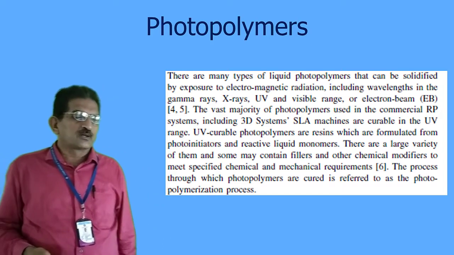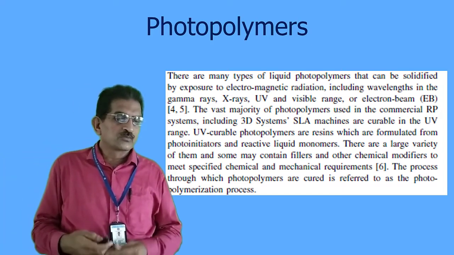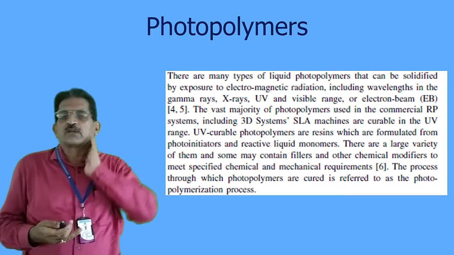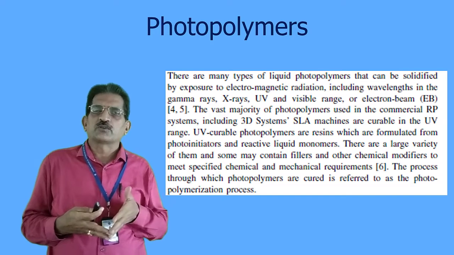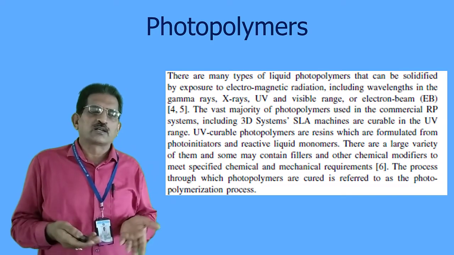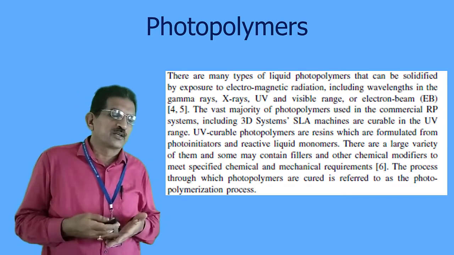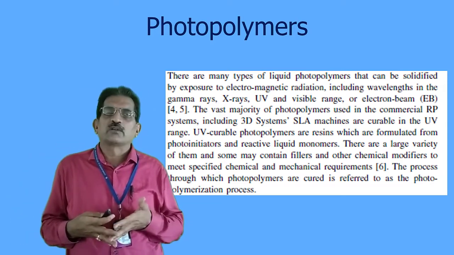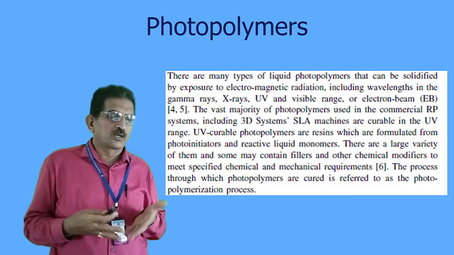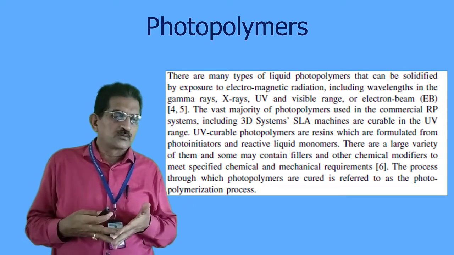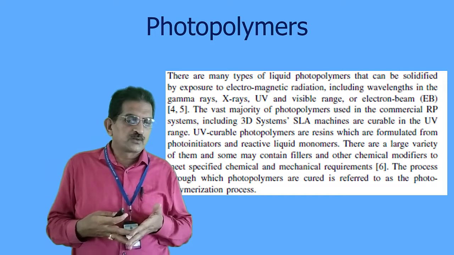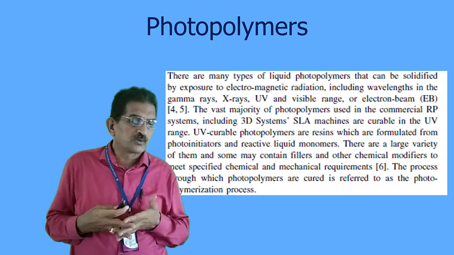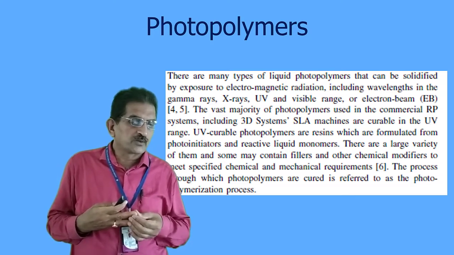These photopolymers are available in many varieties, and we can select according to the requirement. When exposed to X-rays, UV light or some other range, or even an electron beam, they become cured or hardened. These SLA machines mostly cure in the UV range, and UV-curable photopolymers are now available from many sources.